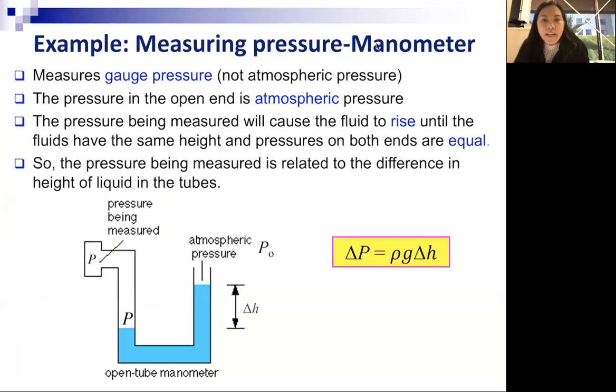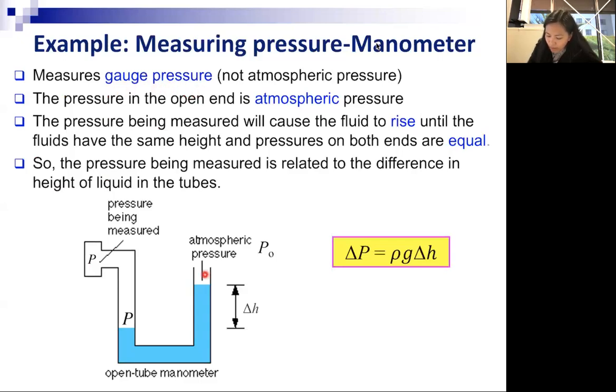All right. So the other kind of instrument or device that measures pressure is the manometer. The manometer measures gauge pressure. The barometer measures the atmospheric pressure, so it compares the pressure at the surface of the mercury to the pressure in the column, right? But the manometer measures the gauge pressure.